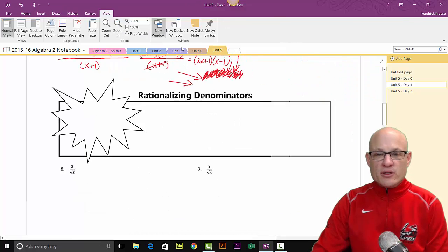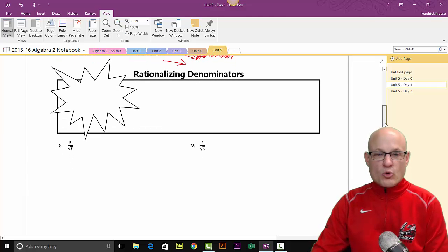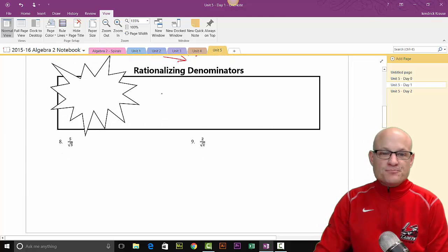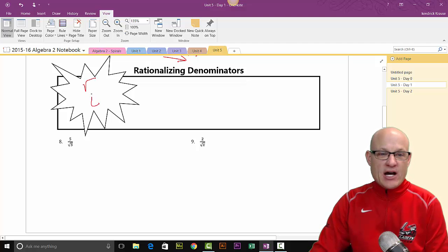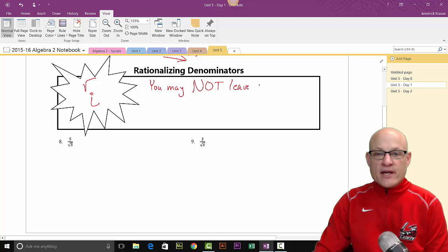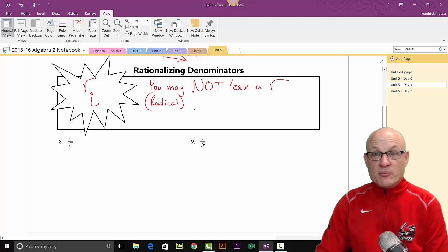View. Page width. Okay. So let's talk about rationalizing the denominator. And this comes in when we're looking at square roots, and, oh yes, you may not leave a radical, a square root. I'll put it in words. I'll put this in parentheses because people keep thinking that I don't know what I'm saying.